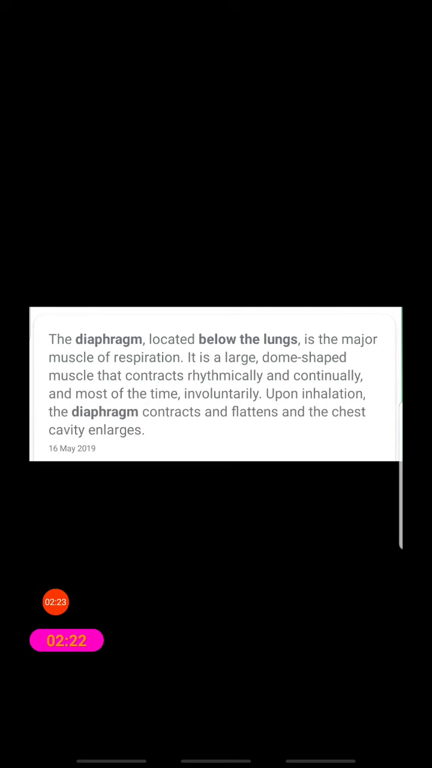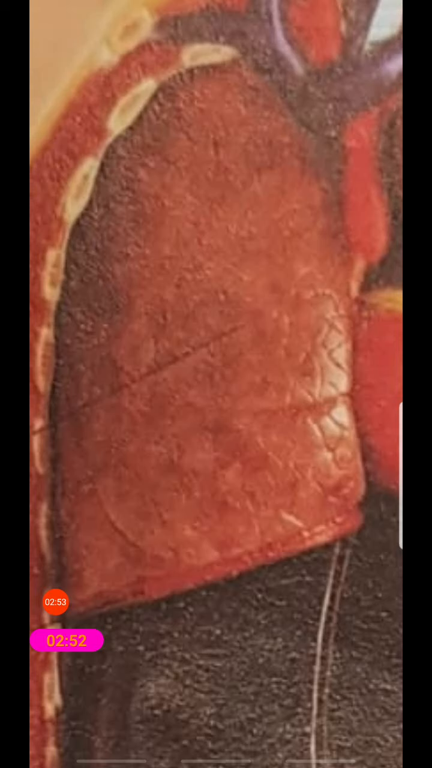The diaphragm. The diaphragm, located below the lungs, is the major muscle of respiration. It is a large dome shaped muscle that contracts rhythmically and continually, and most of the time involuntarily. Upon inhalation, the diaphragm contracts and flattens, and the chest cavity enlarges. Heart. The heart is a major organ in the circulatory system. It helps to pump the blood. Lung. Lungs help in respiration. It is a major organ in the respiratory system.